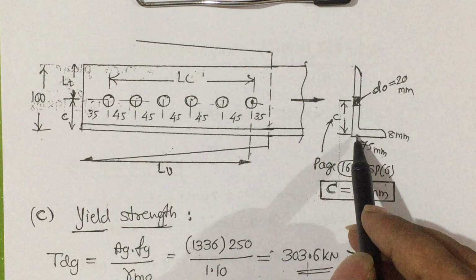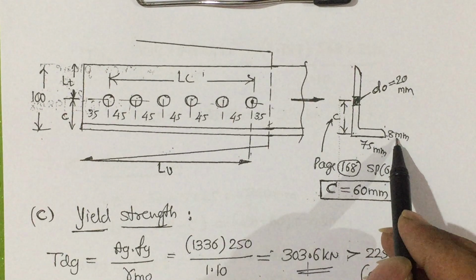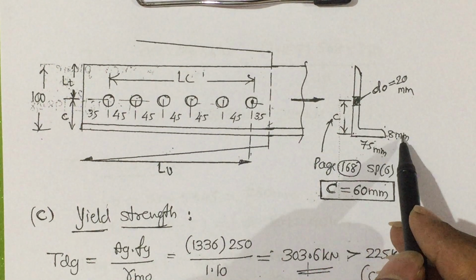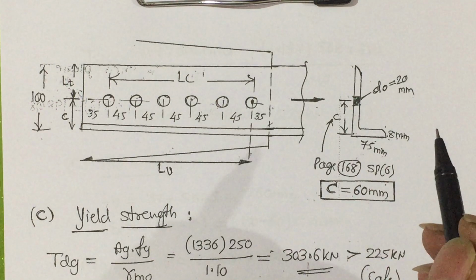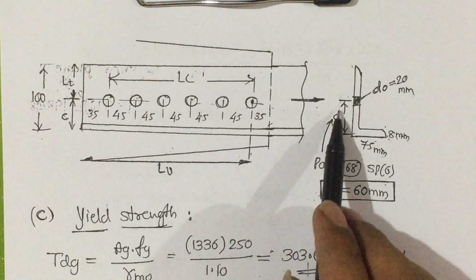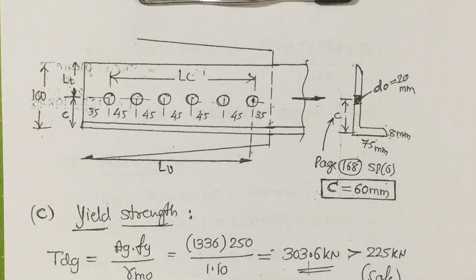So, if it is longer leg length, it is 100, and this one is 75 and the thickness is 8 mm, 100 by 75 by 8 mm, and the diameter of the bolt hole is 20. Okay. And C value we are going to get as 60 mm from the steel table.